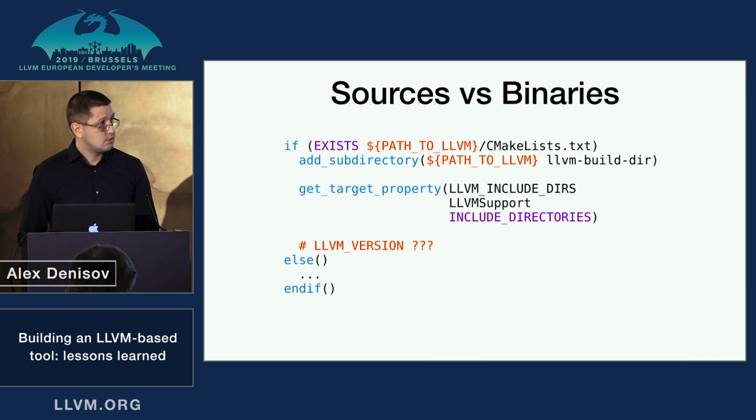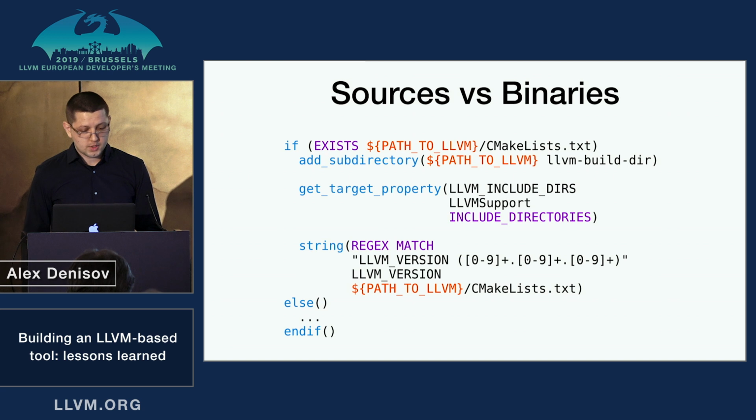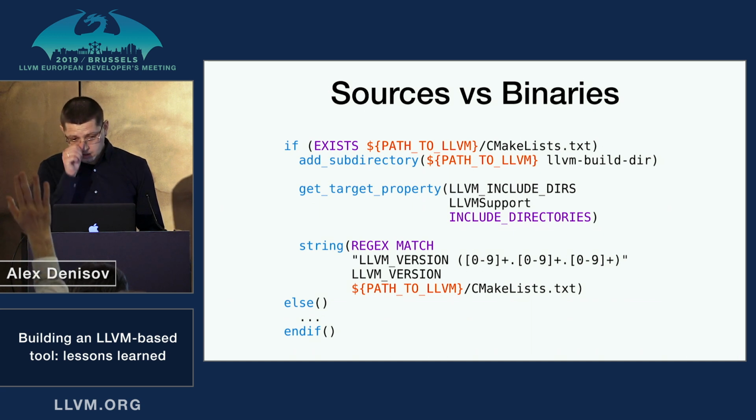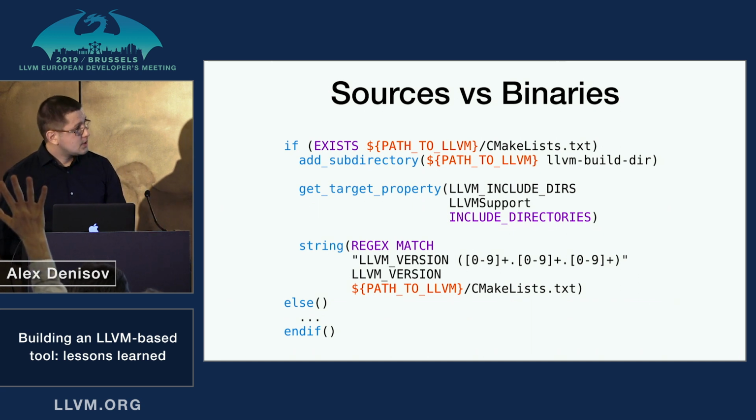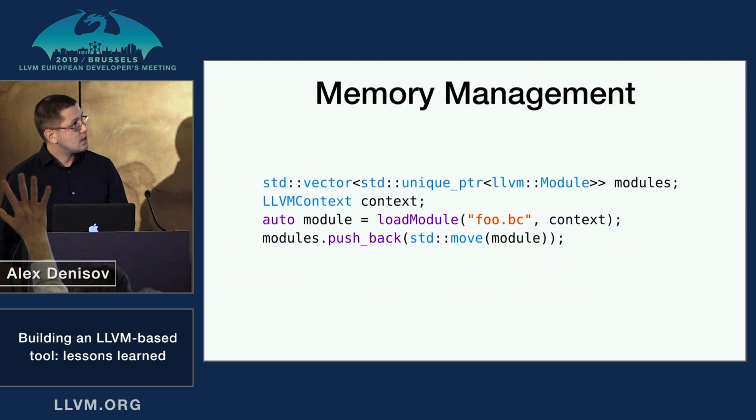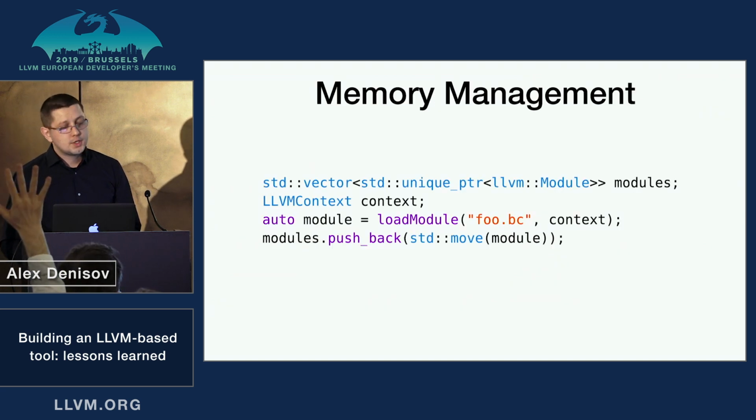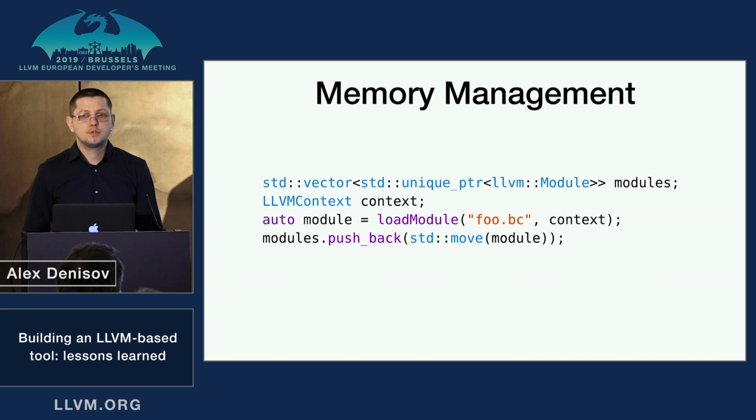For the LLVM version, the most straightforward approach: we just use a regex to parse the CMake lists to find the version definition. Very fragile, but it works. So, by this time we're definitely done with CMake, and I want to talk a bit about memory management, or rather pitfalls. Yeah, there was a question, sorry.